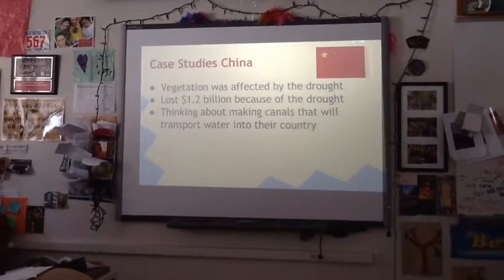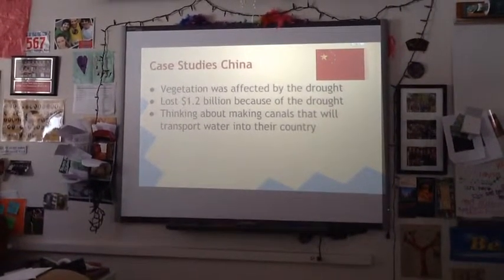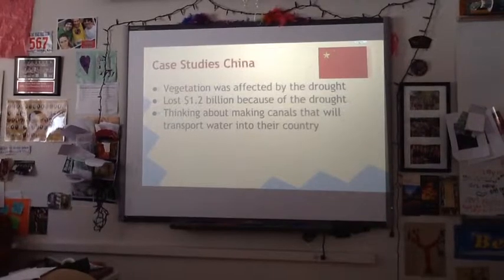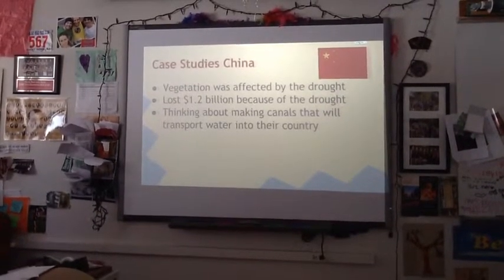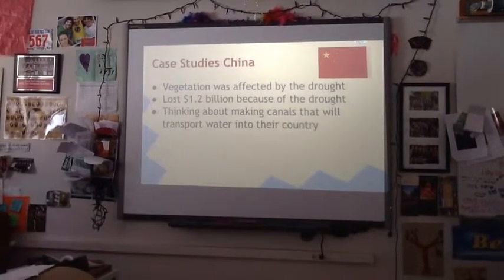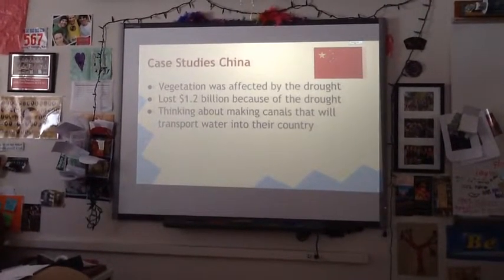China. The vegetation of China was affected by the drought. It lost $1.2 billion because of the drought. And they were thinking about making canals that will transport water into their country to help solve the problem.